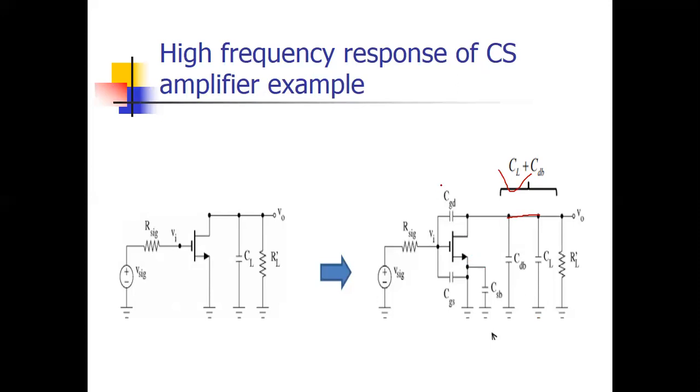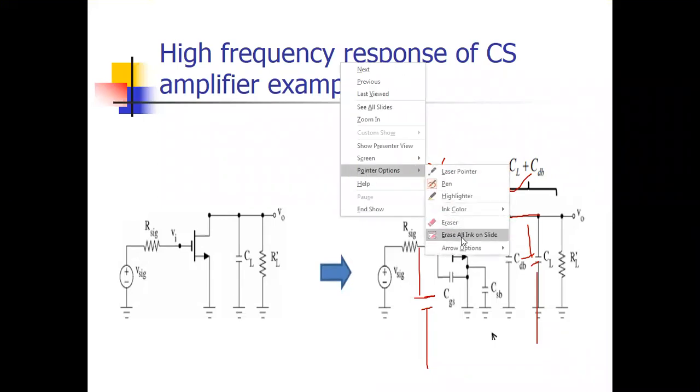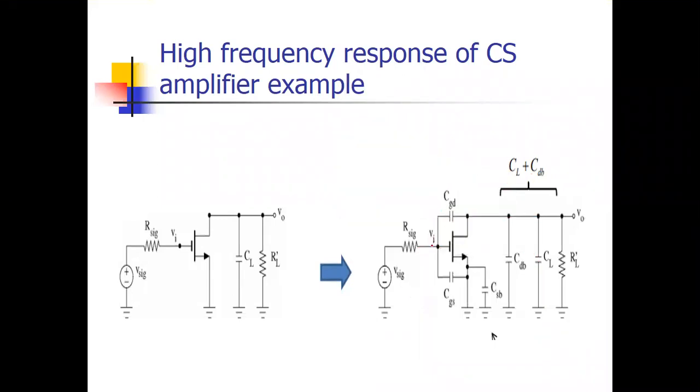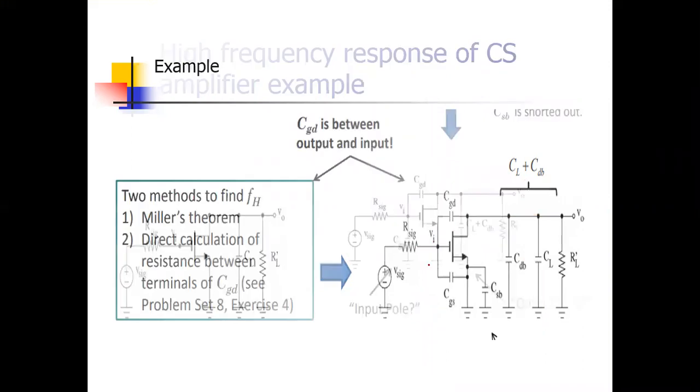Now understand the concept of Miller theorem. If one capacitance is connected between the input and output terminals, or we can say in feedback, it can be split into two parts: one at the input and one at the output. So what is Miller theorem? If one capacitance is connected between input and output, it can be split into one at the input side and one at the output side.